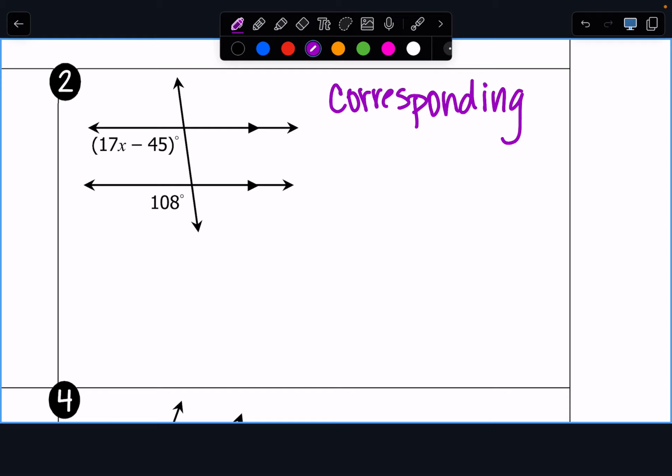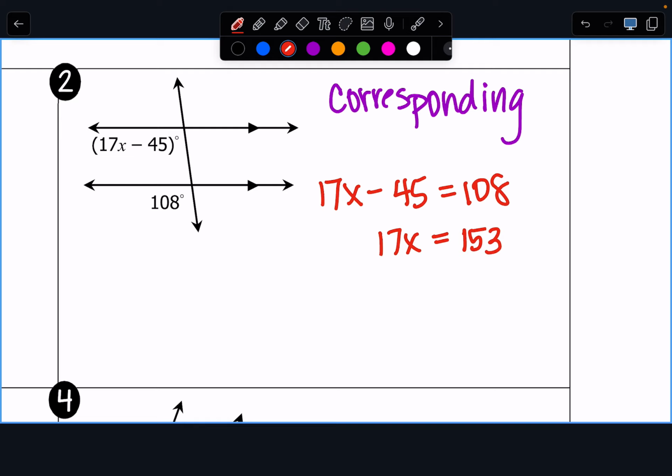Okay. What's true about their measure, Joey? Are they the same or are they congruent? Congruent. They're congruent, which means we can take these 2 angles and we know that their measures should be the same if they are congruent. So we can say angle 17x minus 45 has to equal 108. Yay, and now we have algebra to solve. If we add 45, 153, and then you got to divide that by 17.